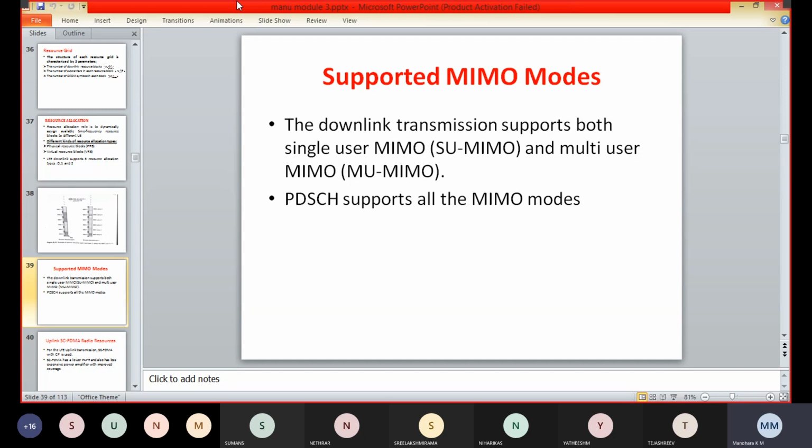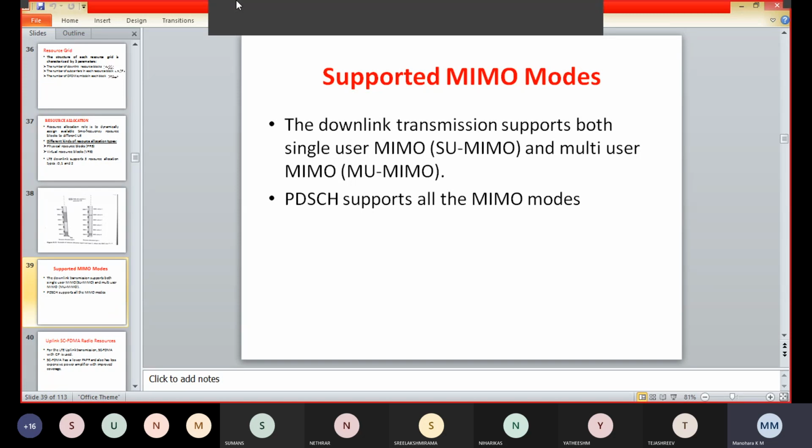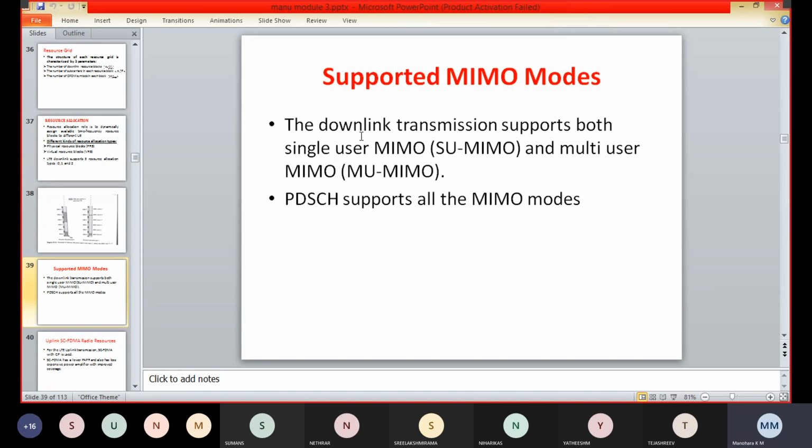So there are three special subframes which consist of three fields. Can anyone tell which are the three special subframes of frame structure type 2? Downlink pilot time slot, guard period, and uplink pilot time slot. Okay, good.